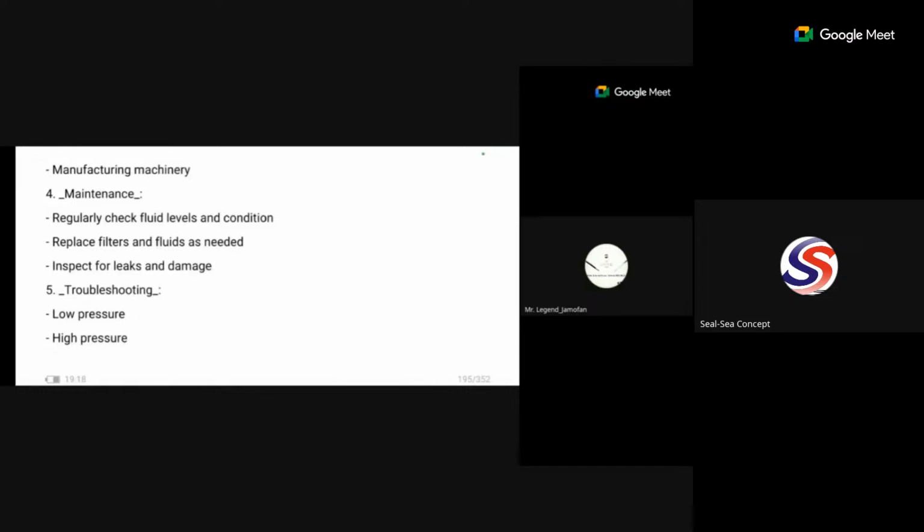Those are the places where I need to lay emphasis. So there should be a regular check on the fluid levels. You have to conduct a regular check on the fluid level. So always check, and also check the oil condition. It is very important. Whenever you are performing your maintenance, you should know when to change the filter.